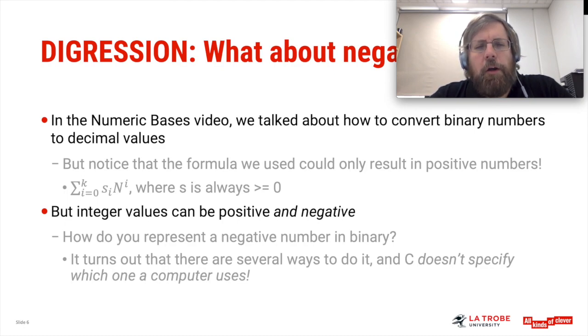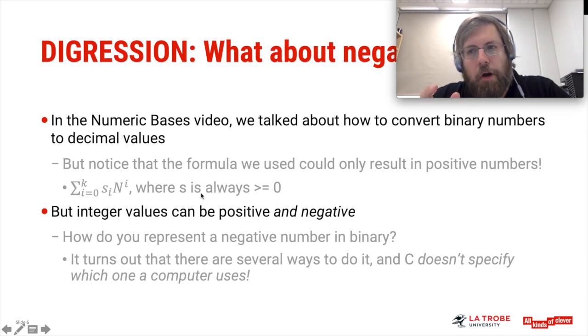So in the numeric bases video, we talked about how to convert binary numbers to their decimal equivalents. But notice that the formula we used could only result in positive numbers. So we did the summation from i equals 0 to k of symbol i times n to the i, where symbol is always, by definition, greater than or equal to 0. So any number in a base you can represent as long as it's positive. But integer values can be positive and negative.